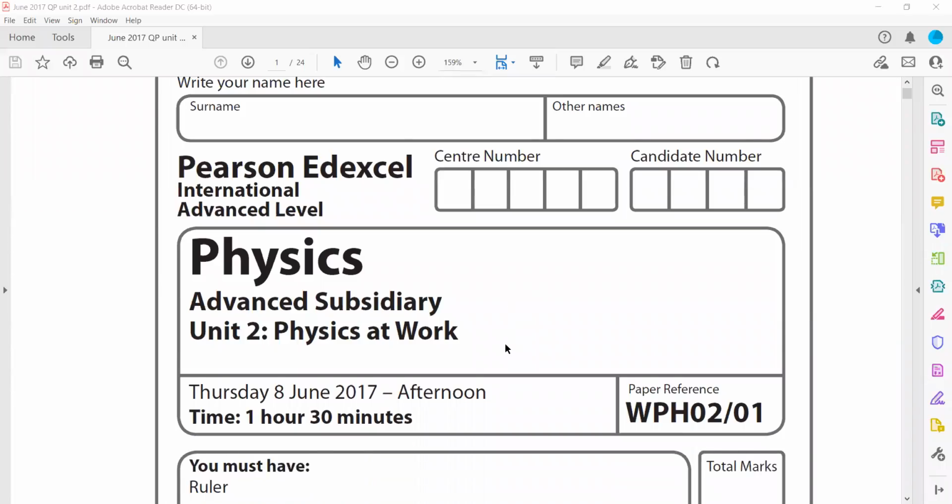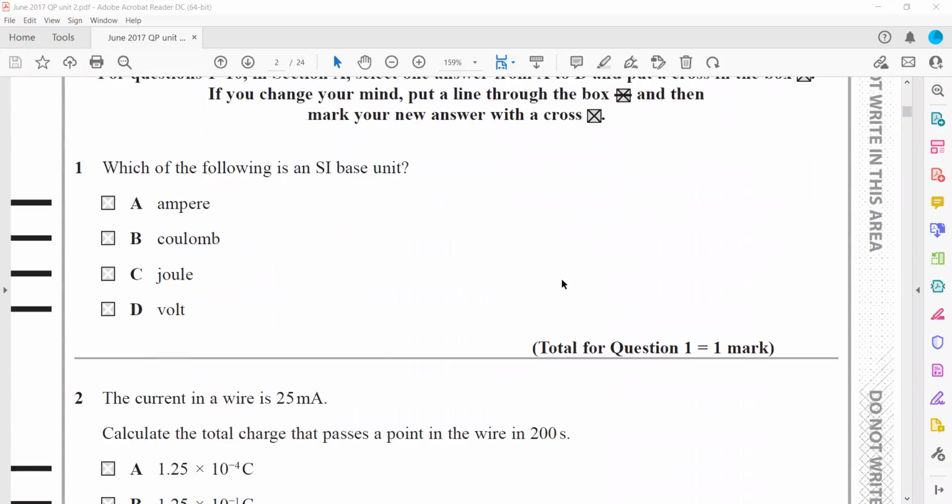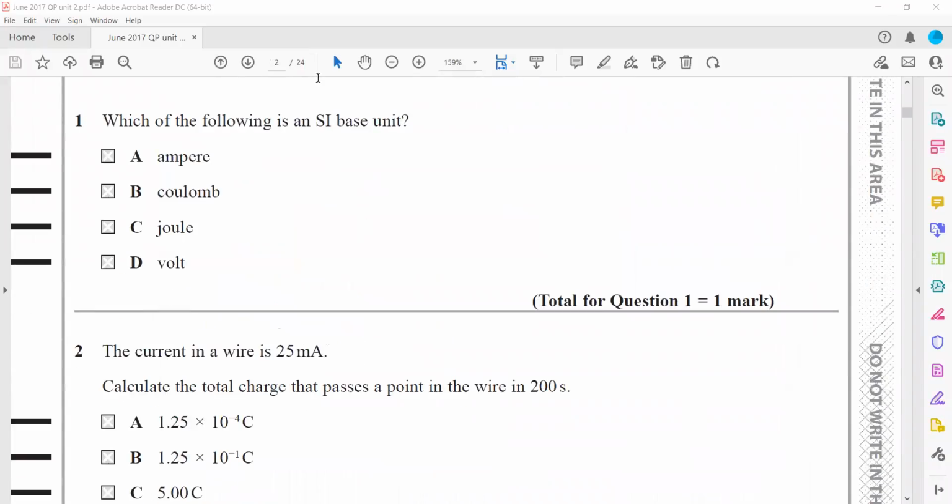One is June 2017, Unit 2. The first question: which of the following is an SI base unit? The base quantities are length, mass, time, temperature, current, amount of substance, and luminous intensity. That is a quantity, and their units: length is meter, time is second.